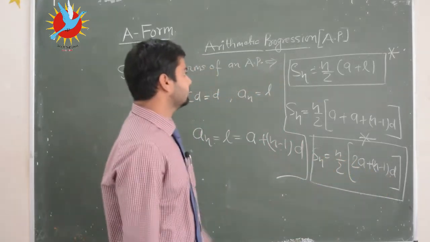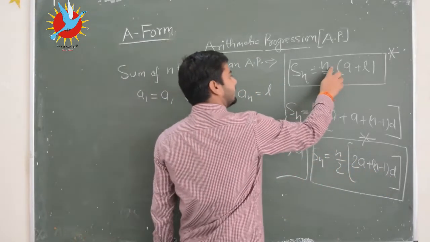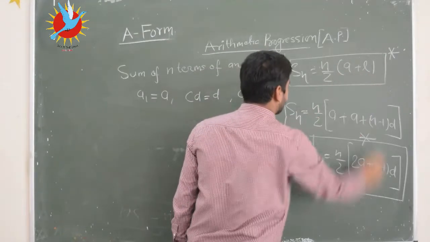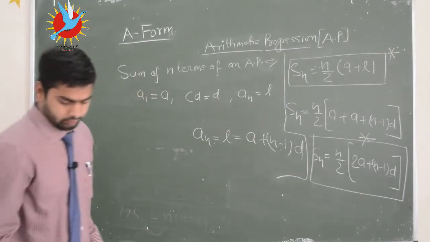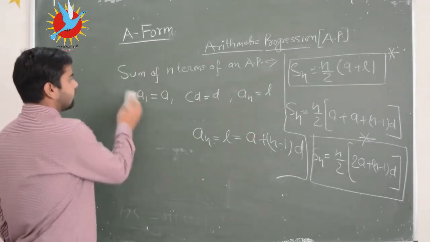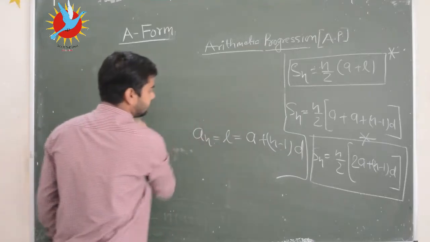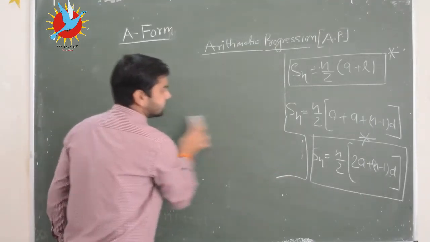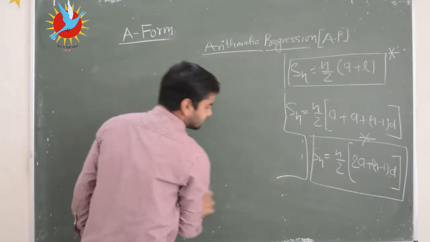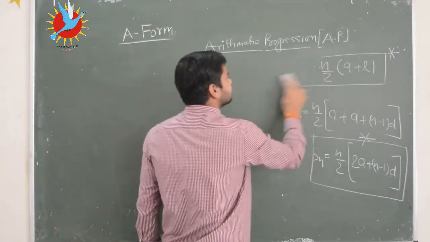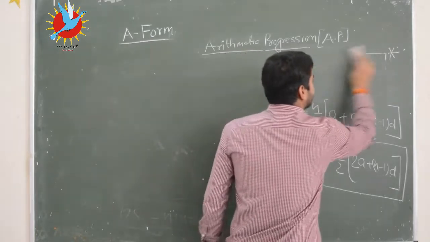And if we have the value of a and n and the last term or nth term l, we will use the other formula. Okay, so from here we got two formulas for the sum of n terms of an AP. The first one is Sn equal to n by 2 (a plus l), and the second is Sn equal to n by 2 (2a plus (n minus 1) into d). Okay, next we will see some examples based on these formulas.